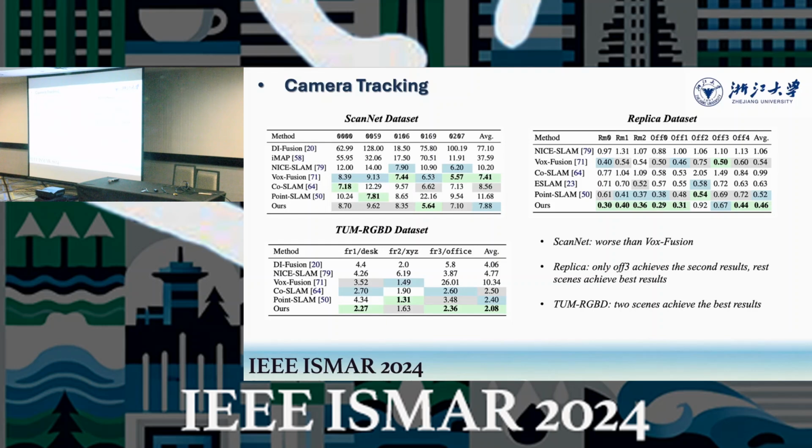We show the camera tracking results on ScanNet, Replica, and TUM RGB-D datasets. It can be seen that our method can achieve relatively stable and competitive results. On the ScanNet dataset, our performance is only worse than Vox-Fusion. On the Replica dataset, only one scene achieves the second-best result, and the rest of the scenes achieve the best results. On the TUM RGB-D dataset, 2 scenes achieve the best results.